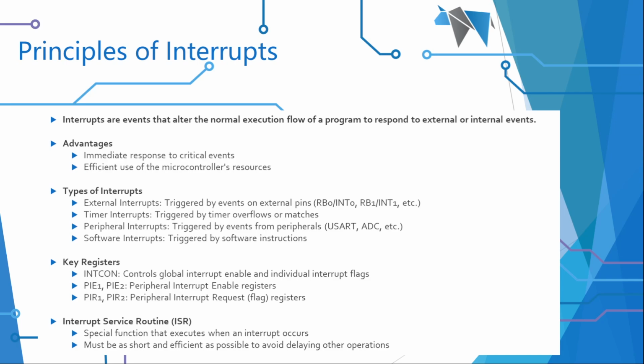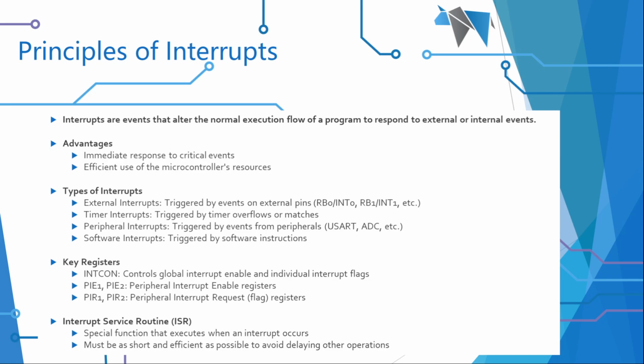You can have external interrupts in terms of the types. You can have different types on different inputs. You can have timers, you can have peripherals, you can have software. And it works with key registers like intcon, PIE1, PIE2, PIR1, PIR2. These are the peripheral interrupt flags. But a lot of this is hidden from you in GCBASIC because they're automatically controlled for you. I'll show you how.